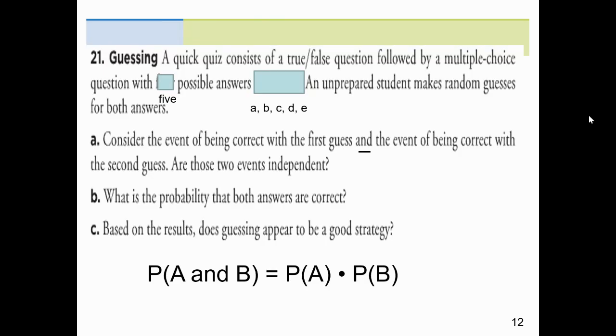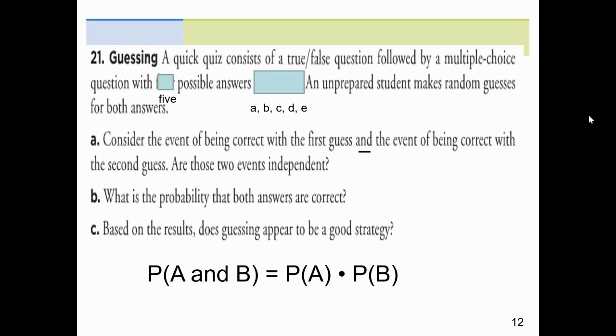All right. Guessing. A quick quiz consists of a true-false question followed by a multiple choice question. There are 5 possible answers for the multiple choice question. Consider the events of being correct on the first question and being correct on the second. Are these 2 events independent? Well, a true-false question has nothing to do with answering a multiple choice question, so these events are independent.